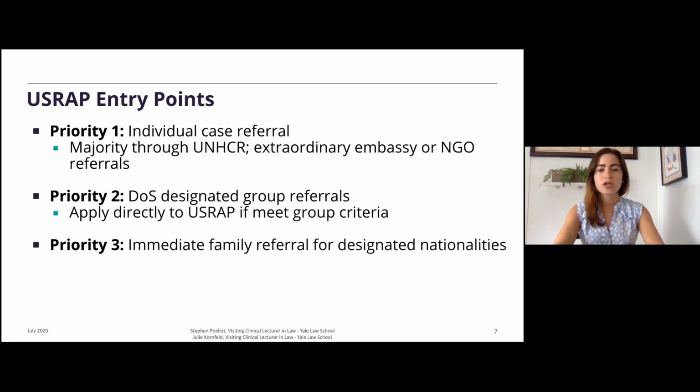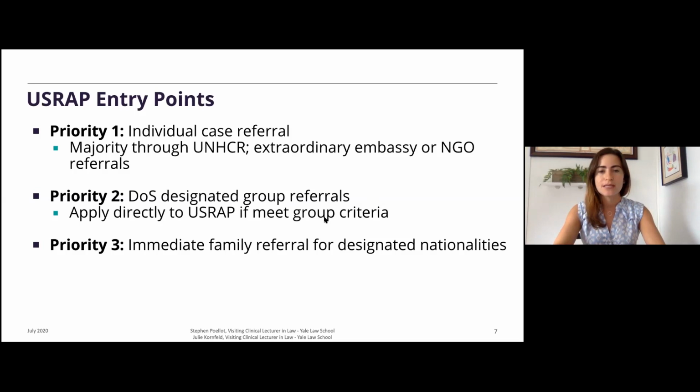Finally, priority 3 allows refugees and asylees who are already in the U.S. to apply for certain family members abroad to join them. This category is limited to designated nationalities, and these nationalities are determined on an annual basis. To enter through priority 3, the US-based refugee or asylee will have to approach a resettlement agency in the US to start the process.